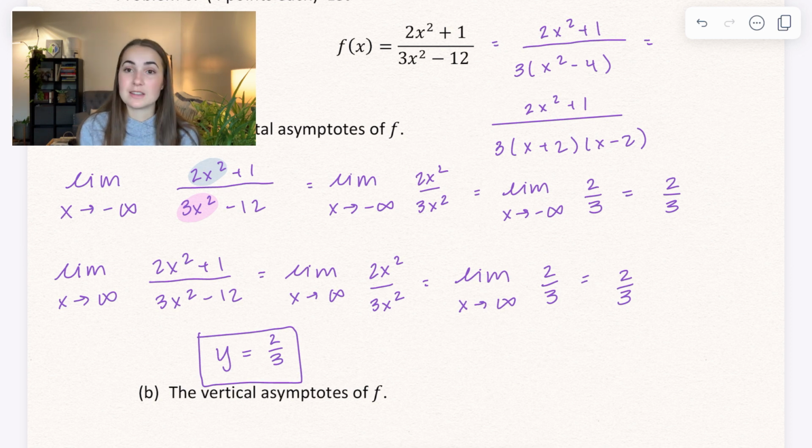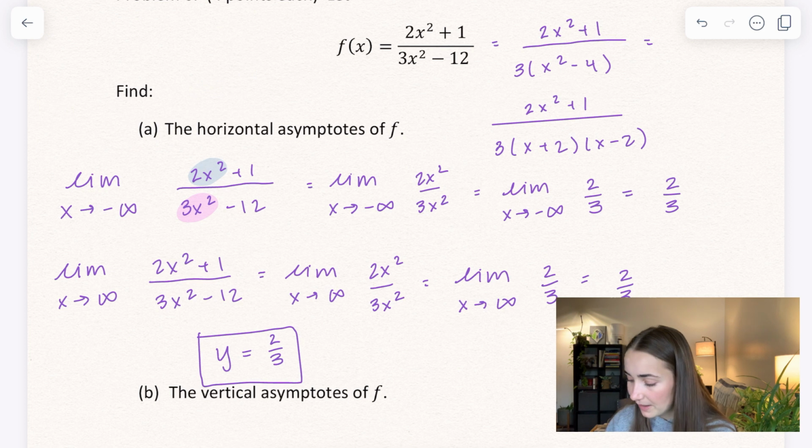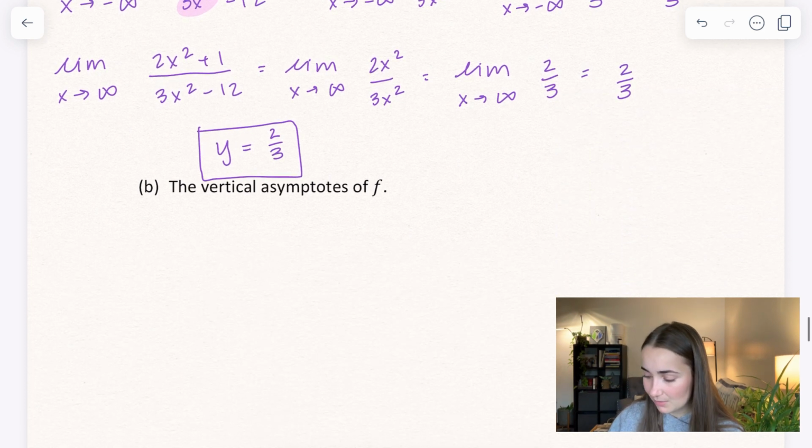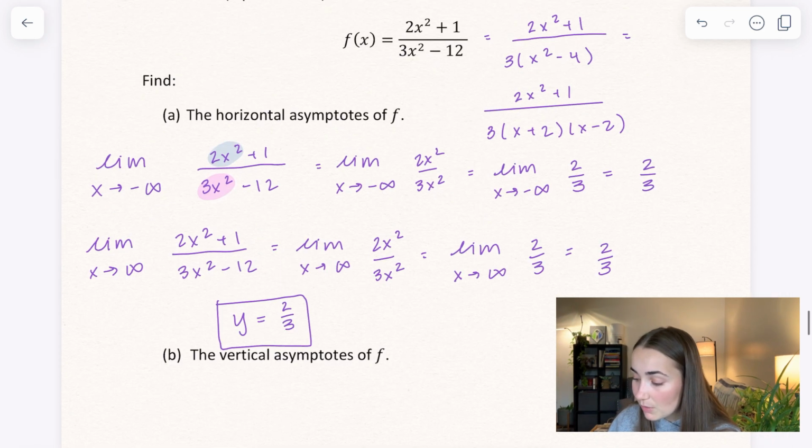Our options for horizontal asymptotes is we're either going to have two of them, and that's when the limits give us two different values. We're going to have one, and that's when the limits give us the same value. And sometimes we don't even have a horizontal asymptote, and that's when the limits are going to be positive or negative infinity. Alrighty, so let's go ahead and find the vertical asymptotes of f, and that's why we first simplified it out.